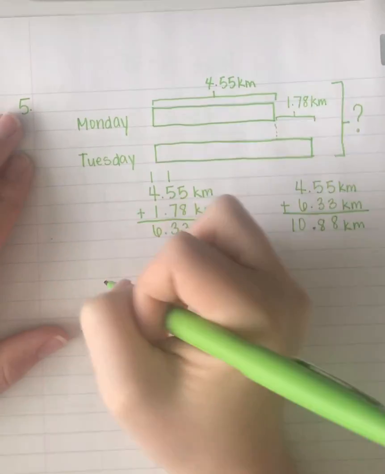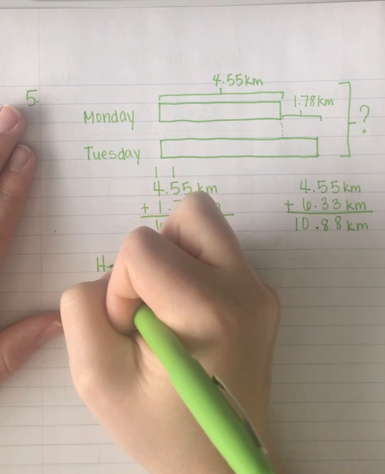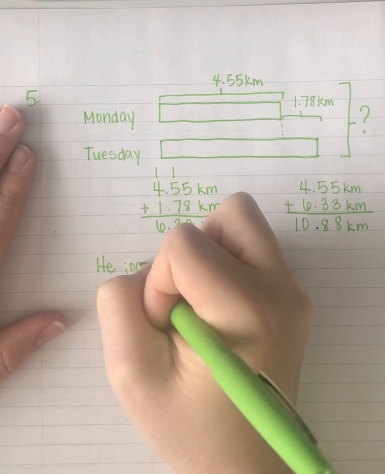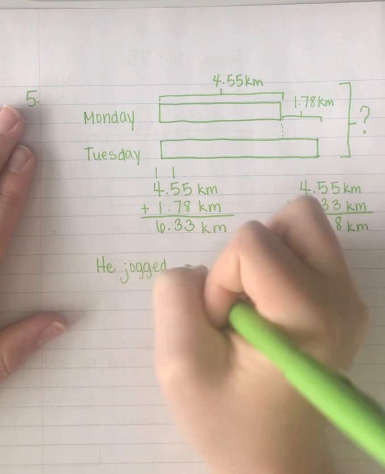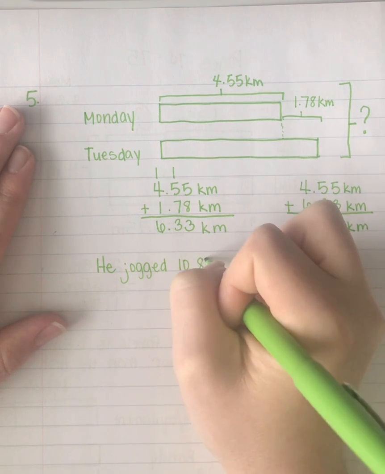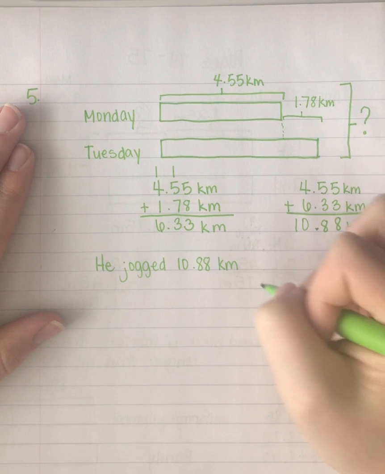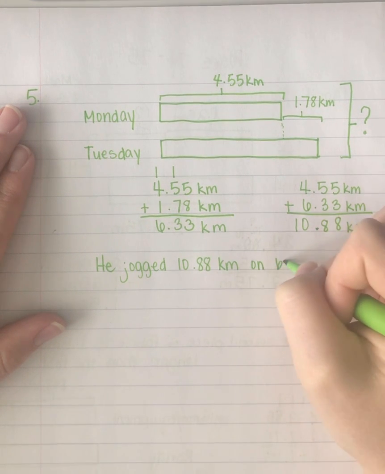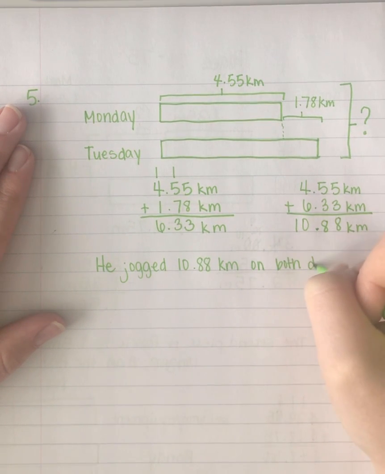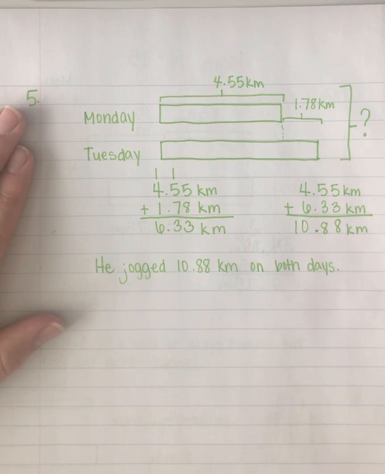So my answer sentence will say something like this. He jogged 10.88 kilometers on both days.